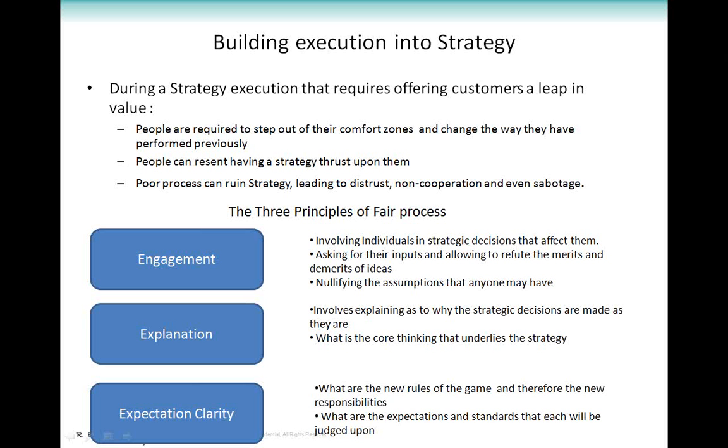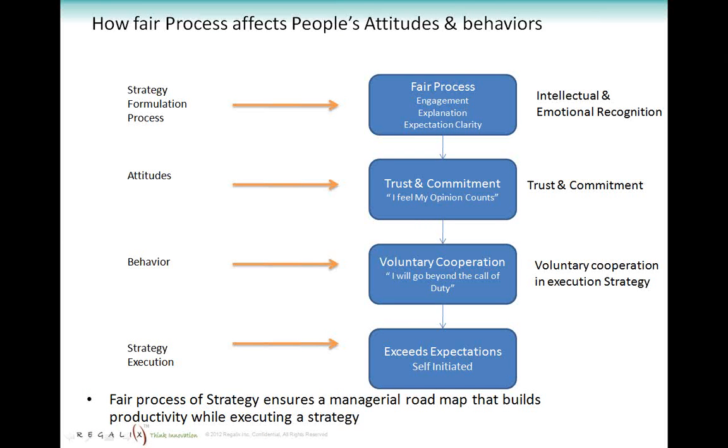After explaining and engaging them, it expects clarity from all and defines the new rules of the game and therefore the new responsibilities of each one. It also sets out the expectations and standards that each will be judged upon going forward. By implementing the fair process, one provides intellectual and emotional recognition to all people involved, thereby leading to trust, commitment, and voluntary cooperation in strategy execution, which ultimately results in exceeding expectations.